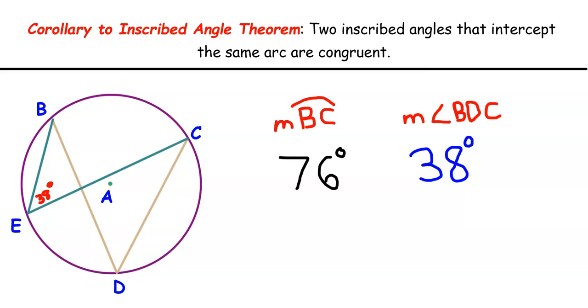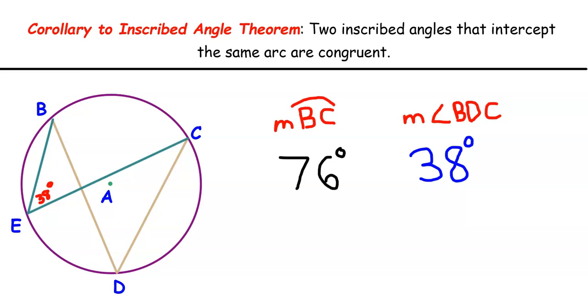So what this corollary to the inscribed angle theorem allows us to do is find the measures of angles in lots of places on a circle, just knowing that they intercept the same arc as inscribed angles. That also means, and we'll see this in class, that there's a particular relationship between the central angle and the inscribed angle that both intercept the same arc.